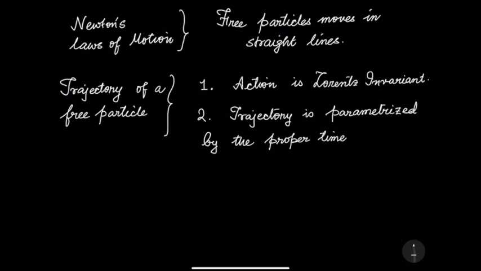So what do I mean by that? I have the x positions, which are given by x as a function of tau, where tau is the proper time along the trajectory of the particle. Or you can think of it as an observer moving with the particle. Tau is the time elapsed on his clock.